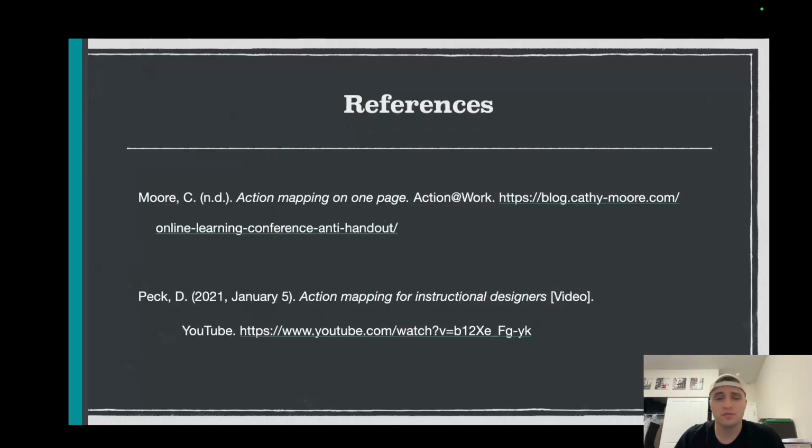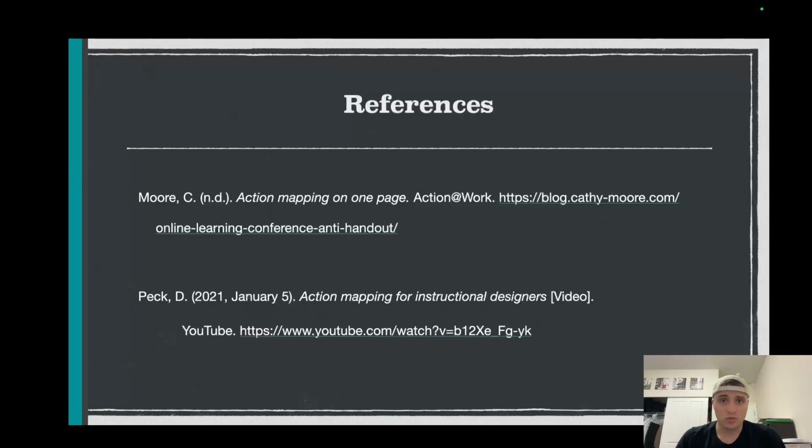Every single piece of information that I was able to reference in this presentation was with consideration to the work of Kathy Moore. I cannot take credit for any of these ideas. They were all generated based on the scholarship of Kathy Moore and Devlin Peck. He has an absolute abundance of information to give to you as a pursuant instructional designer. And I used all of their information to really form my understanding of what action mapping is and how it is important.